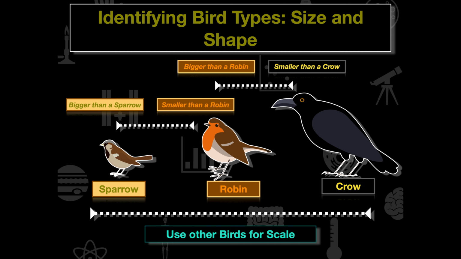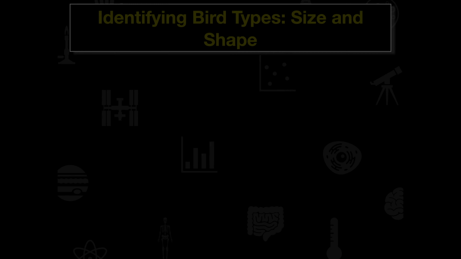And that's going to narrow down the quantity of birds that I'm going to go through and try to identify there. Now I can also use a robin and a crow, for example. I can say it's bigger than a robin, but smaller than a crow. Again, what I'm trying to do is compare and contrast to identify the birds that I'm looking at. We want to take a bird and use it as a baseline when we're identifying these birds in the field.